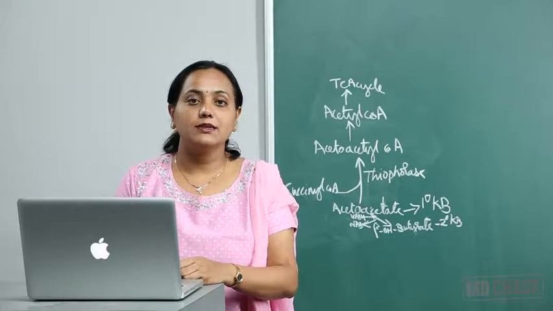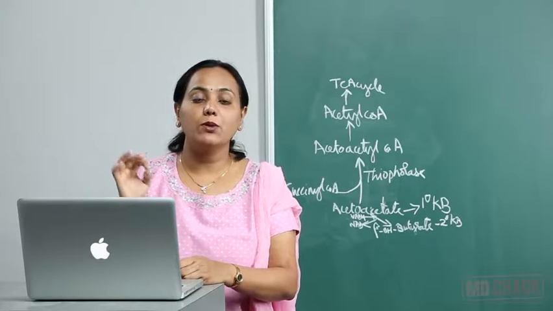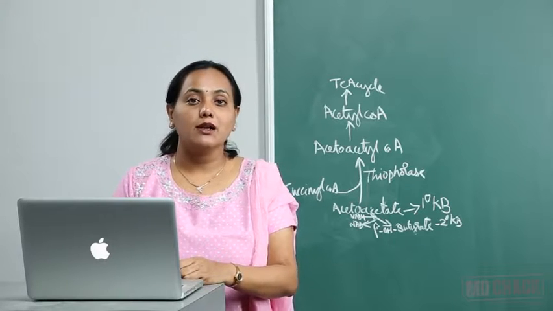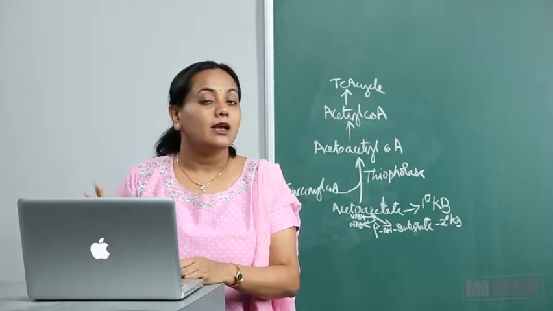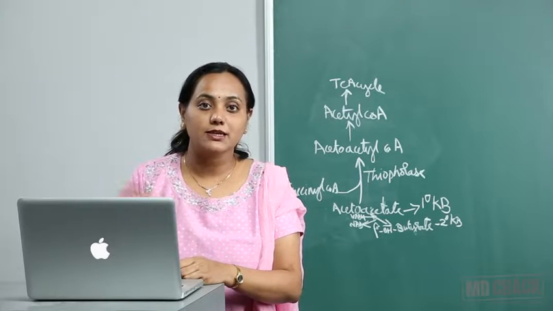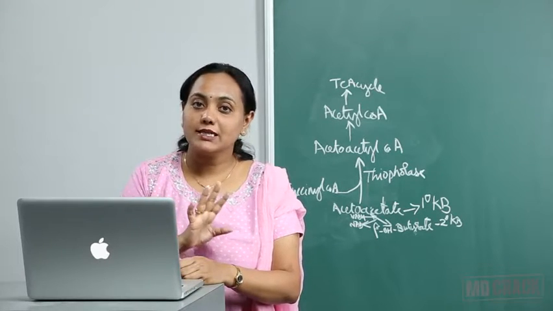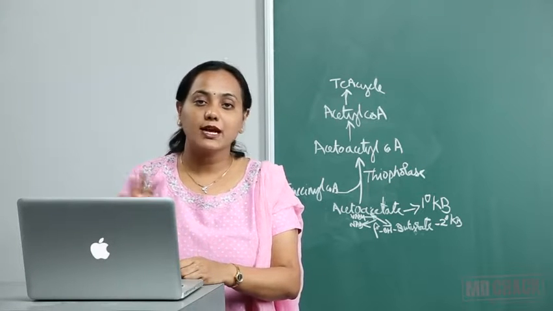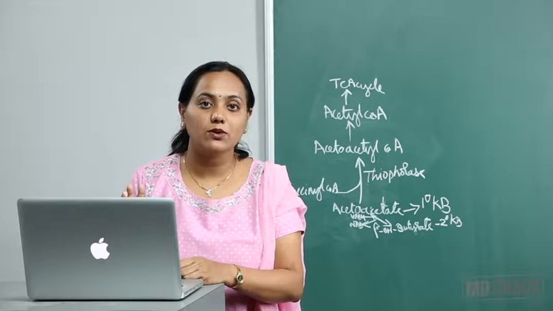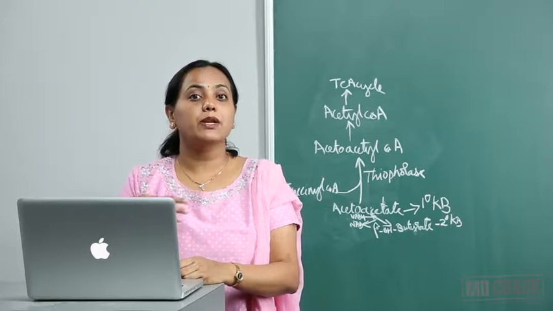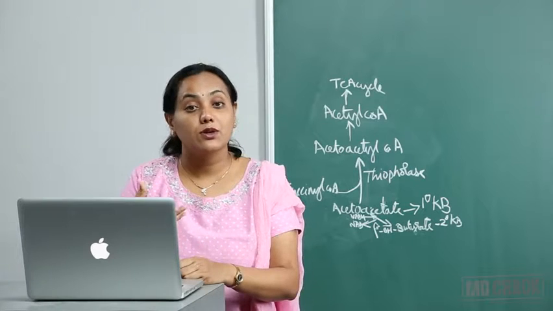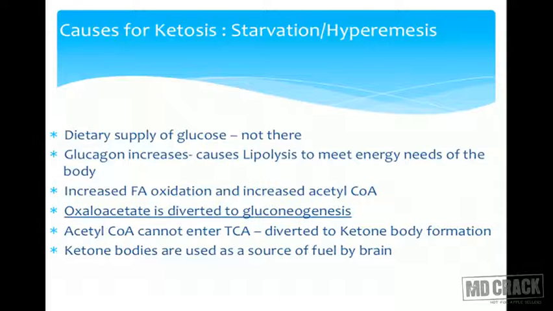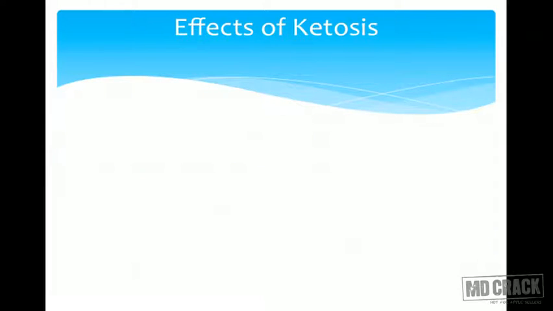That is the main reason in starvation we have ketone body formation, to act as a source of energy to the brain. In diabetes mellitus, no such thing is happening. Why? Because the brain does not require insulin for the entry of glucose. So glucose is high, and the brain keeps on utilizing glucose only. It is only in starvation that the brain switches over to the use of ketone bodies. So the main thing is oxaloacetate is diverted to gluconeogenesis.